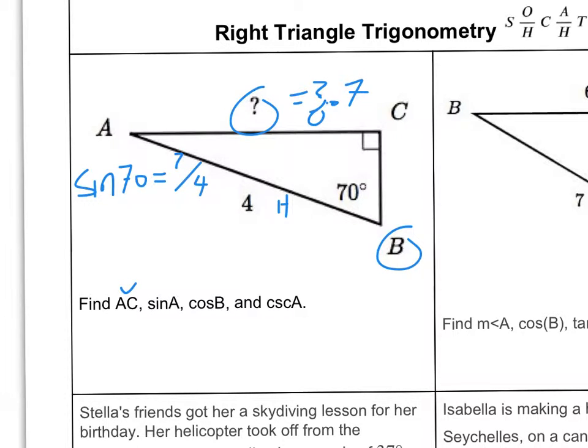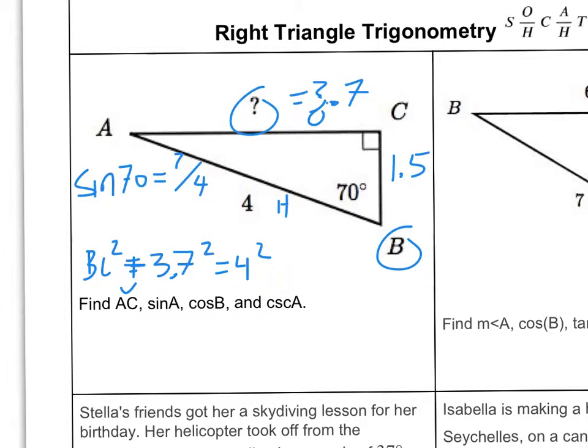Done. Sine of A, oh man, I've got to find that side as well. Let's use Pythagorean theorem for that. So we're going to say BC squared plus 3.7 squared is equal to 4 squared. So 16 minus 3.7 squared gives me 2.31. If I do the square rooty thing, we end up with 1.5.